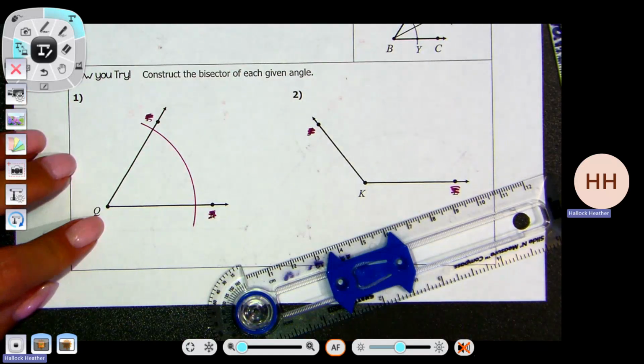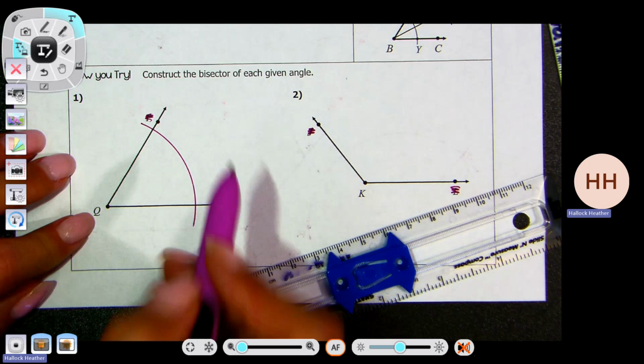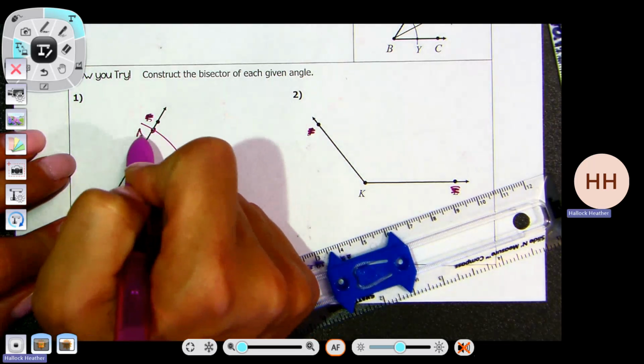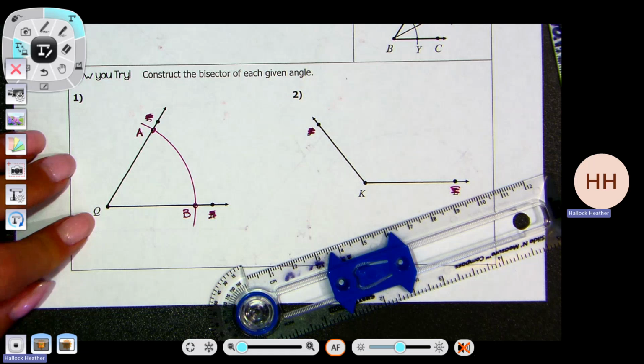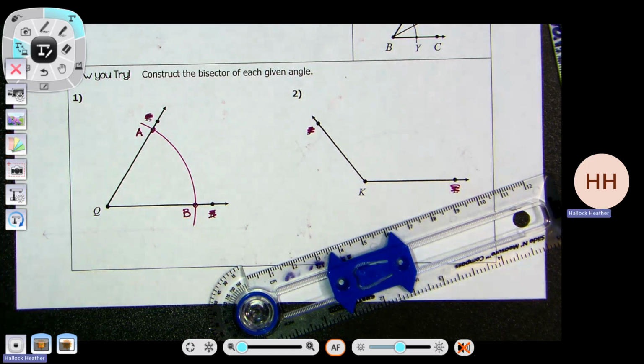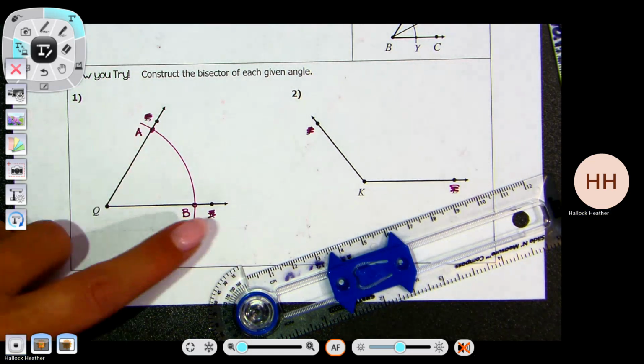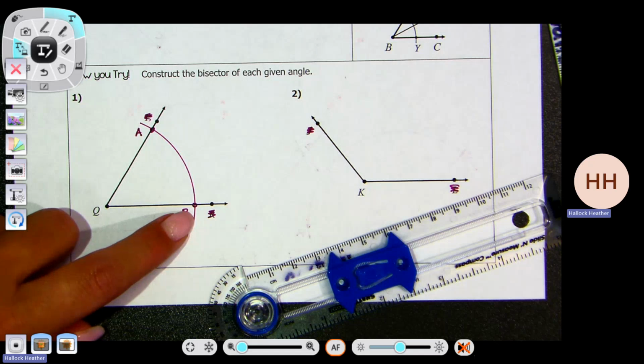Where it crosses, we're going to call them A and B, just to throw off your brains. I'm going to call it A, and I'm going to call it B. Why? Because I feel like it. It doesn't matter. Where A and B are at is where I'm moving my compass next. So I made an arc. I'm going to move my compass to B.